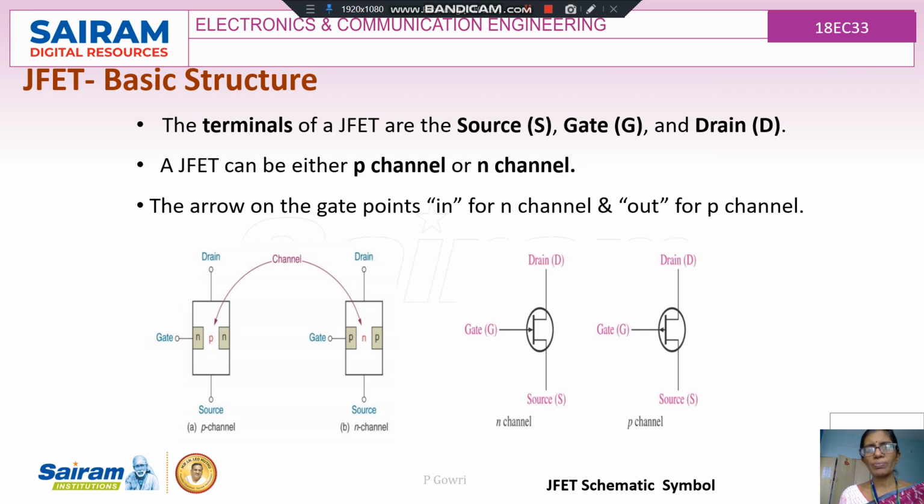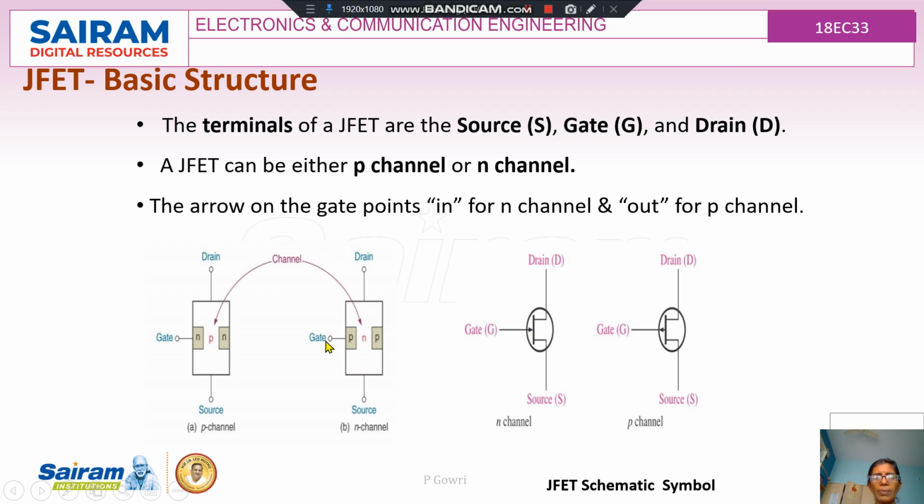Now coming to the JFET structure, the JFET consists of three terminals: source, gate and drain. The JFET can be either P channel or N channel. The arrow at the gate indicates the direction of the current flow. So it is pointing in for the N channel and out for the P channel.